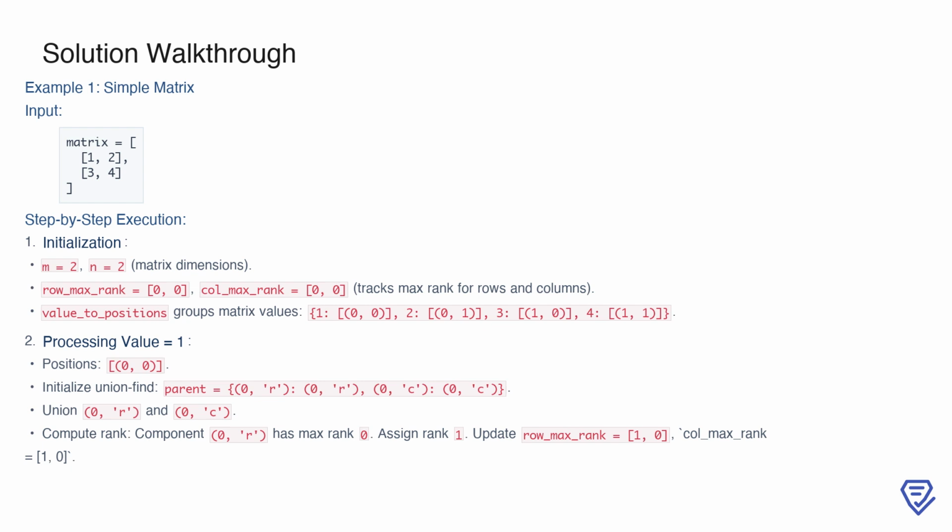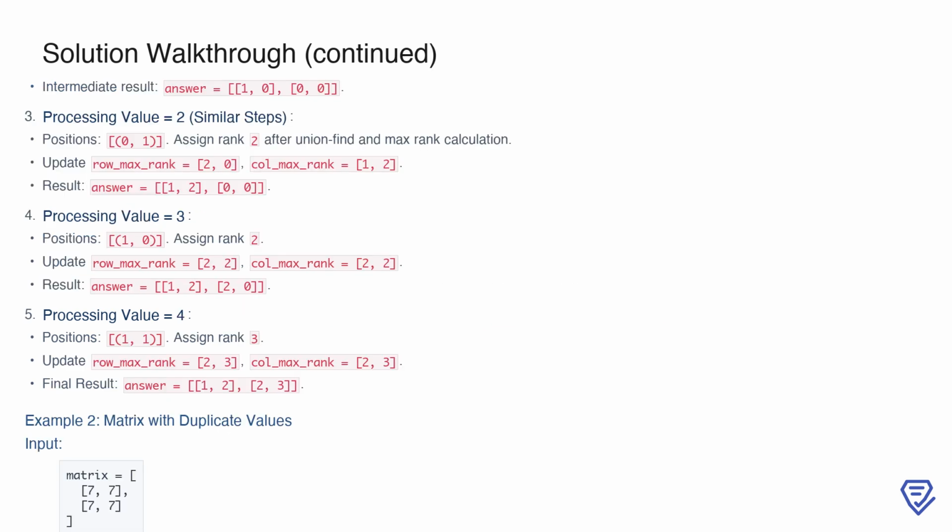Now, we process these values in ascending order, starting with 1. For value 1, we initialize a union find structure to handle connected components. Each row and column associated with the positions of this value is treated as a separate node. For position (0, 0), the row component (0, R) is unioned with the column component (0, C). After computing the maximum rank in this component, we assign the next rank, which is 1. The row_max_rank and col_max_rank are updated to reflect this, and the rank is assigned to the corresponding position in the matrix. At this point, the intermediate result is [1, 0], [0, 0].